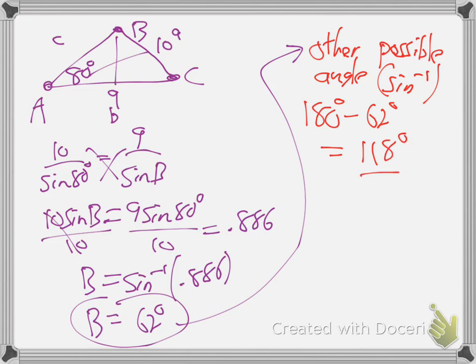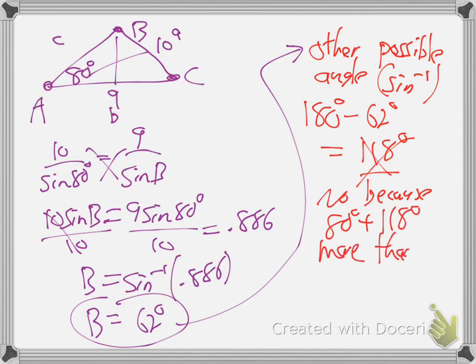So 118 is the other possible angle, but no. And the reason it's no is because 80 plus 118 is more than 180 degrees. So it's out. The other possible angle is only 62 degrees. There's only one other possible way that angle could be.